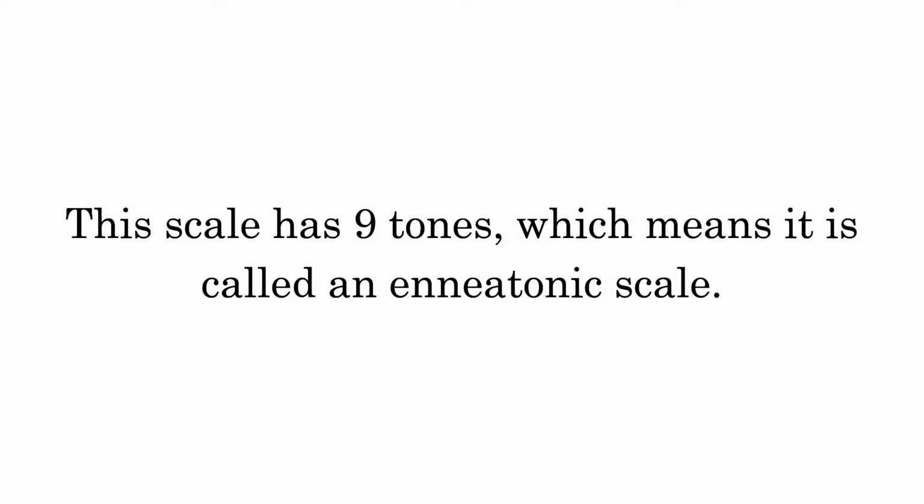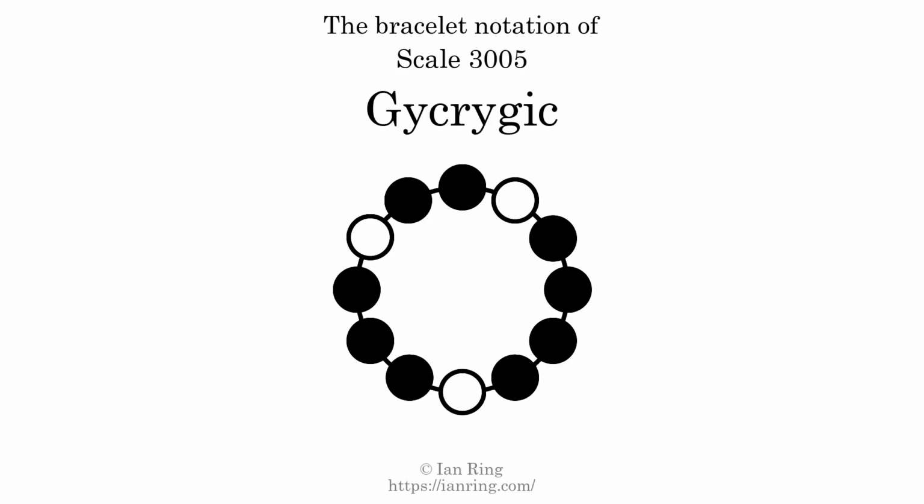This scale has 9 tones, which means it is called an enneatonic scale. This is a bracelet notation diagram of scale 3005. The shaded circles represent tones that appear in the scale, and they are read clockwise, starting at the top.